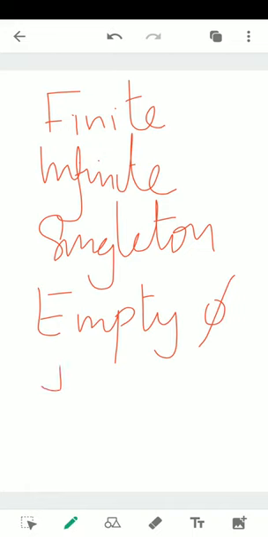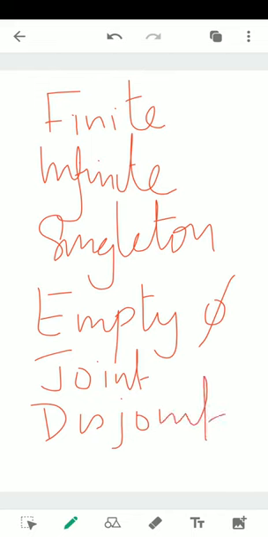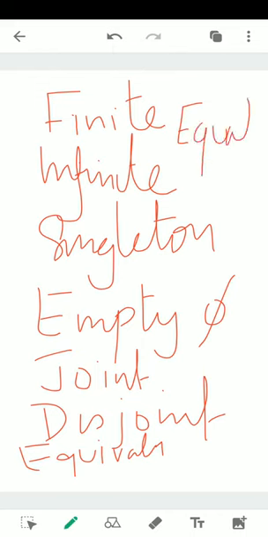After that, we looked at joint sets. If at least one element is common between two sets, then we call those two sets joint or overlapping sets. After that, we looked at disjoint sets. If they don't have any element in common, then we say they are disjoint sets. After that, we looked at equivalent sets. If they have the same number of elements, they are called equivalent. And finally, we looked at equal sets. If they have the same number of elements and also the elements are identical, I can say these two sets are equal. So with this, we have concluded the types of sets.